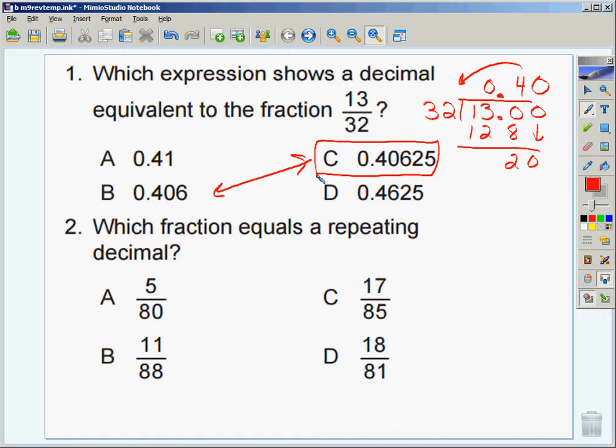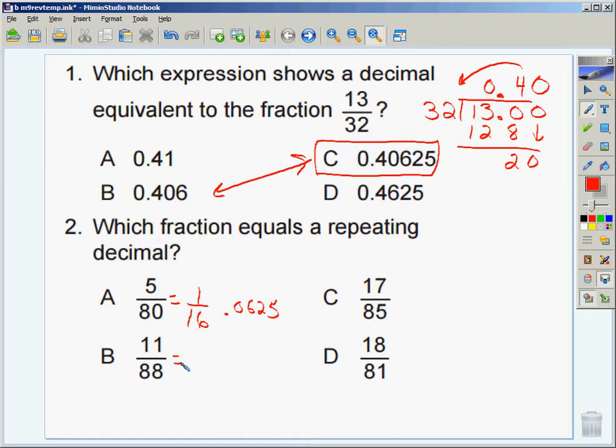Okay. Which fraction is equal to a repeating decimal? Again, the numbers like this won't be as hard tomorrow, but before I did anything with a fraction, I certainly would simplify it. 5 over 80 would simplify to 1 over 16, which is 0.0625.